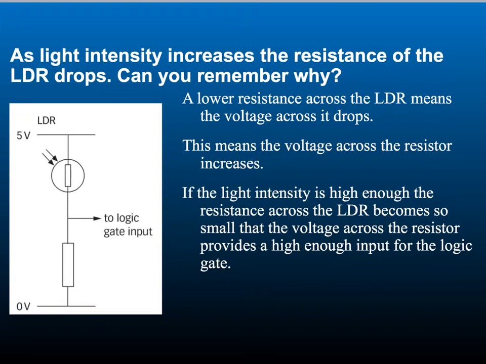If you use a variable resistor in place of the fixed resistor, you can change the point at which the resistance of the LDR or thermistor has decreased enough to provide a high input. This means that for a thermistor, you can change the temperature at which you get a high input. For an LDR, you can change the light level.